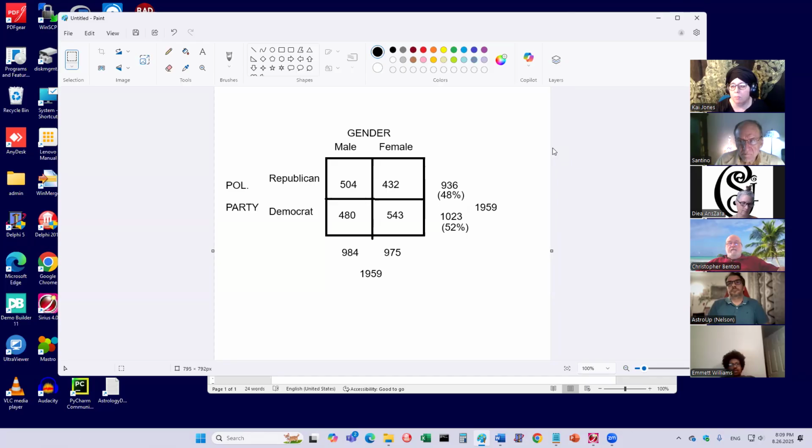To get the expected value in that first cell for male Republicans, you just take that column total, 984.